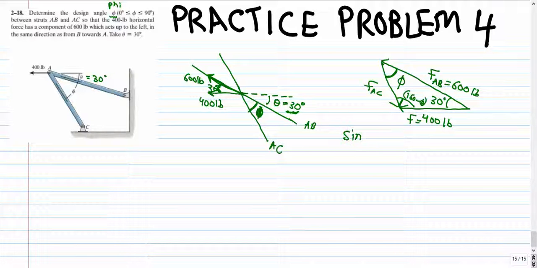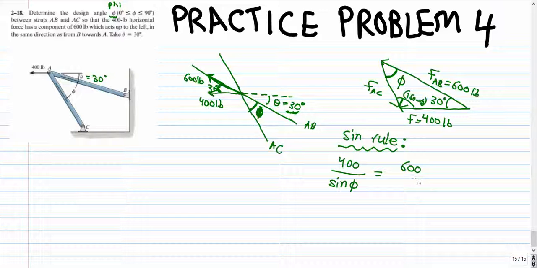So the sine rule, if you don't know what the sine rule is, you should just Google it up. According to the sine rule, 400 pounds over sine of the angle phi should be equal to 600 over sine of the angle 150 minus phi, right? So now we have set up our formula, and we can see that in this formula we have only one unknown, that is phi.